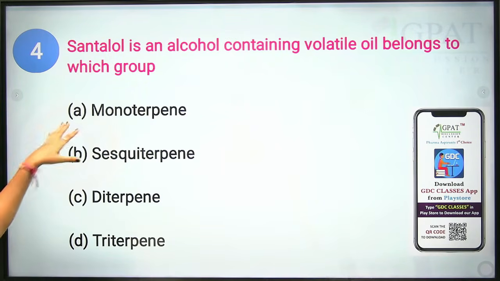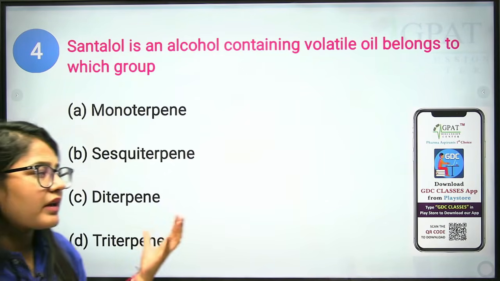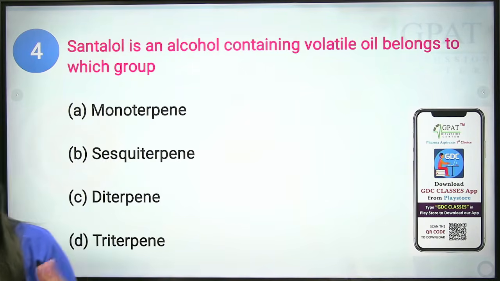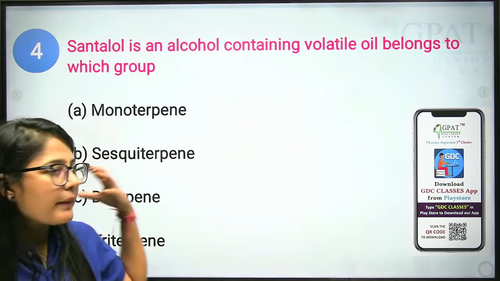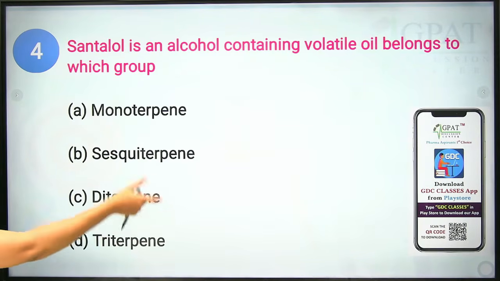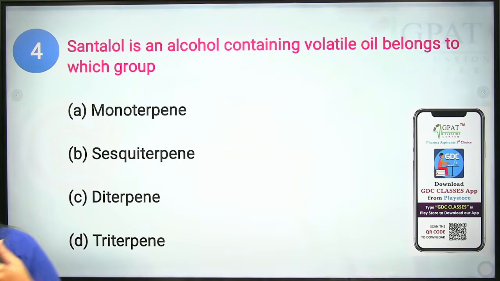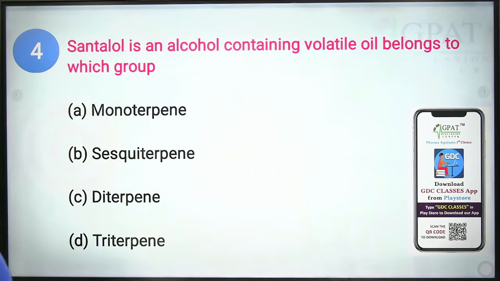Okay, rather than that, monoterpenes are found in our camphor as well as menthol. Clear? They are found in essential oils like mint as well as your eucalyptus. Next we have diterpenes. Examples are phytol and retinol. Triterpene, the example is squalene. Clear? So correct answer will be sesquiterpene.